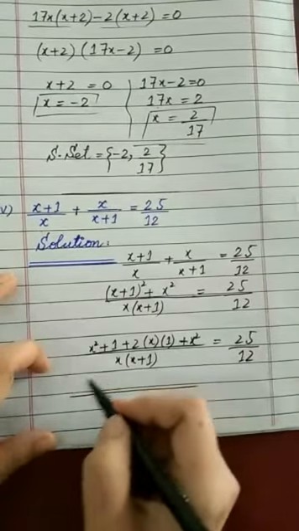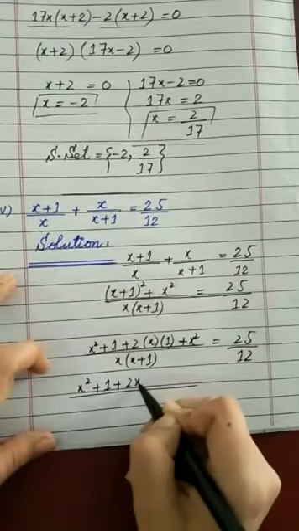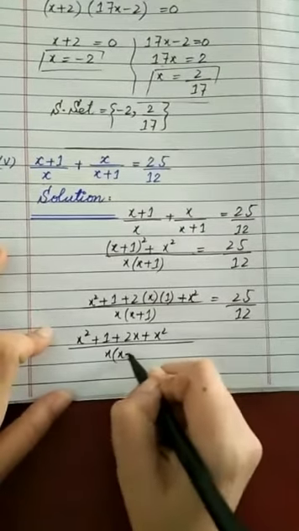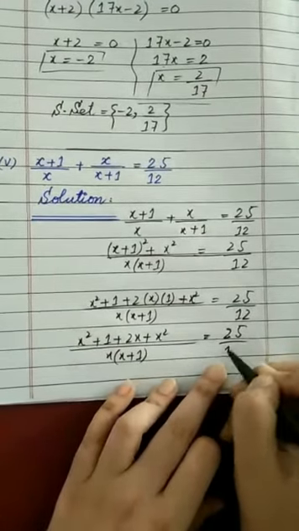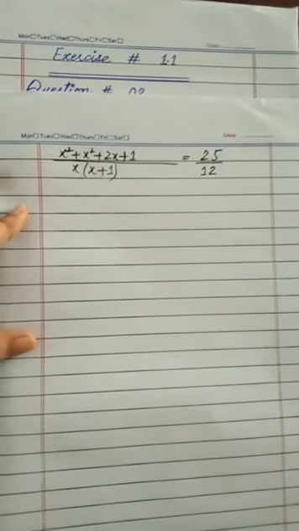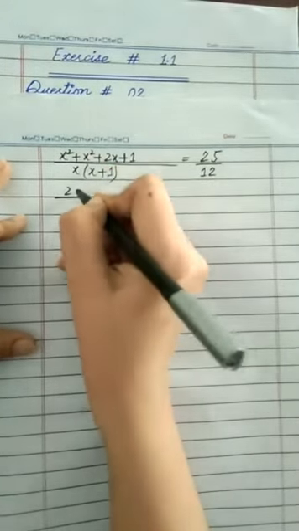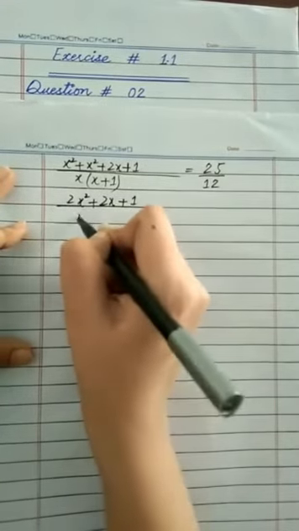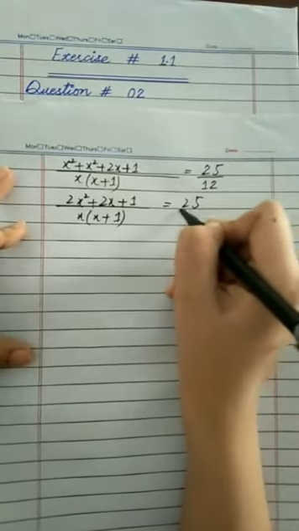We will write in proper form now. X square plus 1 plus 2x plus x square by x into x plus 1 is equal to 25 by 12. So we have arranged all these variables. Now we will solve these, x square plus x square, that is 2x square plus 2x plus 1 by the denominator as it is, x into x plus 1, is equal to 25 by 12.